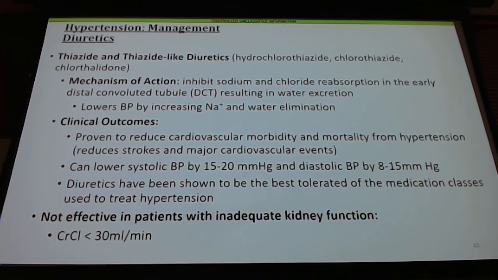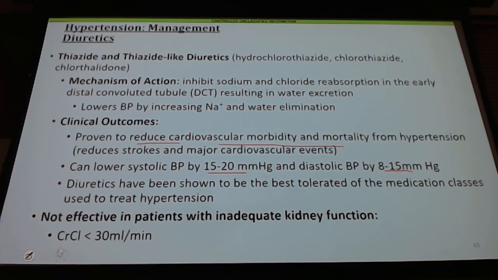So when we talk about thiazide diuretics, this is also a very common first-line agent to use because studies have shown that it can reduce cardiovascular morbidity and mortality from hypertension. So in literature, we actually see a morbidity and mortality benefit from this medication when it comes to hypertension. What else do we see in literature? For somebody who is on it, we expect a 15 to 20 millimeter drop in their systolic and at least an 8 to 15 millimeter drop in their diastolic by being on this medication. And these are pretty well tolerated.